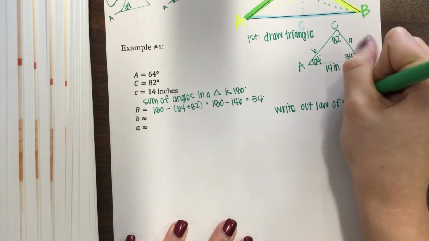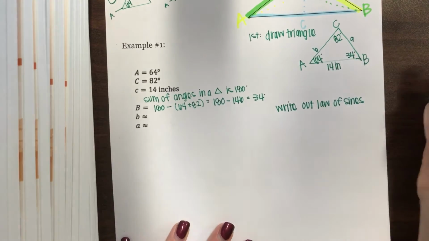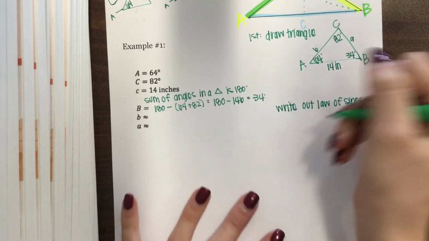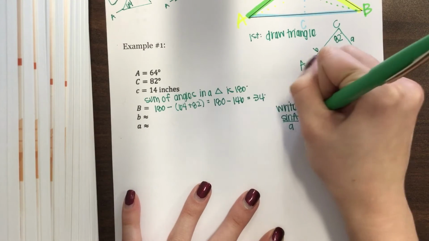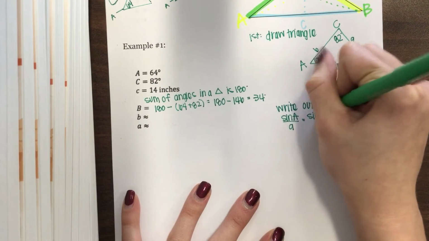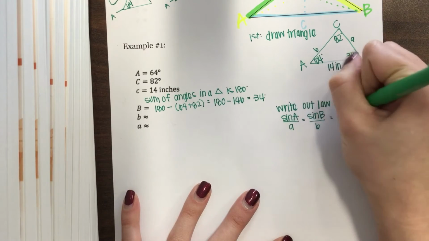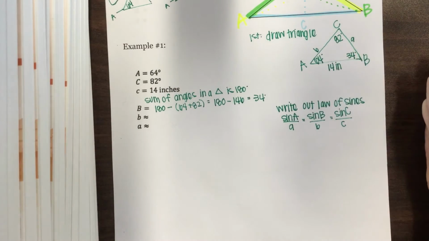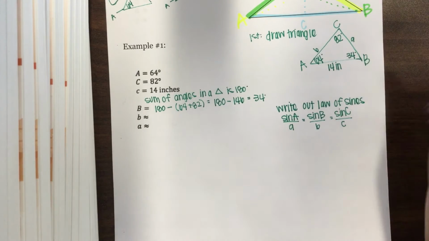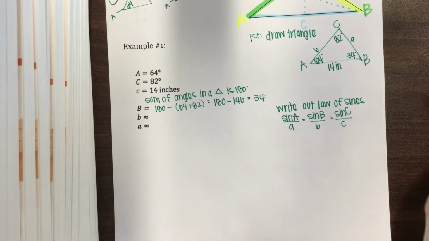And we have to do that with our angles that were given. So if you remember, the law of sines is the sine of A over little a equals the sine of B over little b equals the sine of C over little c, where little a, b, and c are our sides. So let's just fill out all the information we know.